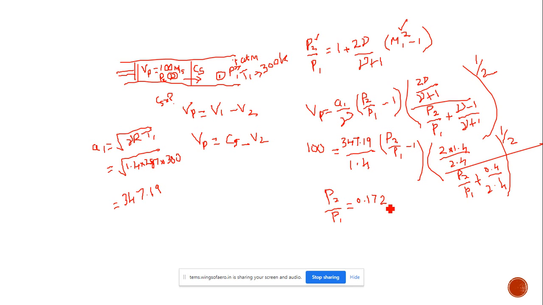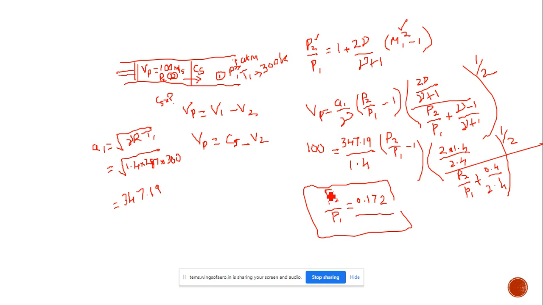Do you have a calculator with you? Yes, sir. Just put the value for 0.4 divided by 2.4. What is the answer? Just tell me. 0.167. Okay, almost the right one. Okay, fine. So P2 by P1 equal to 0.172.